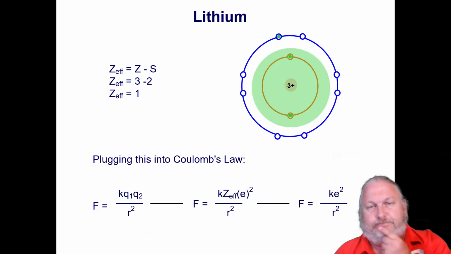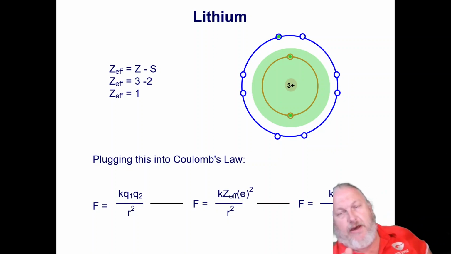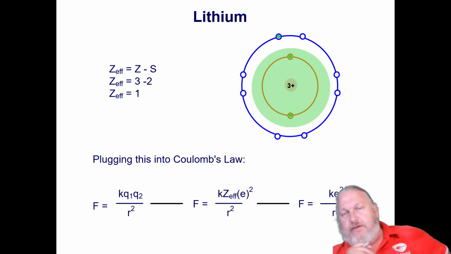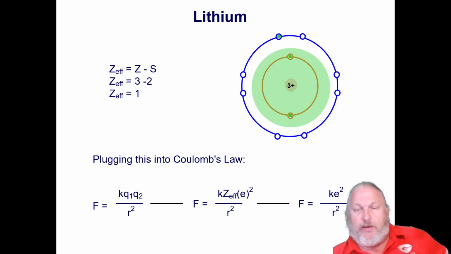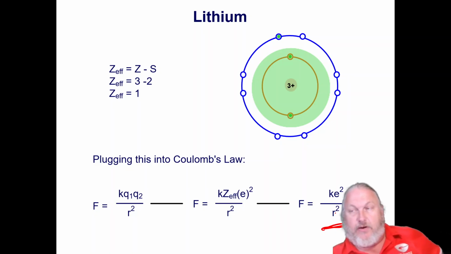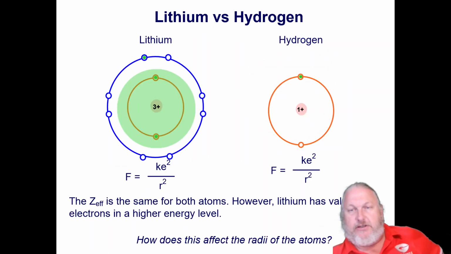Let's look at lithium. Zeff, of course, is Z minus S. The Zeff for lithium would be 3, the Z number is 3, minus 2 inner electrons. So the Zeff would be 1. Well, do what we just did earlier, plug it into Coulomb's law. The force is going to be Ke squared over R squared. Now let's look at lithium versus hydrogen. The Zeff is the same, e squared over R squared.